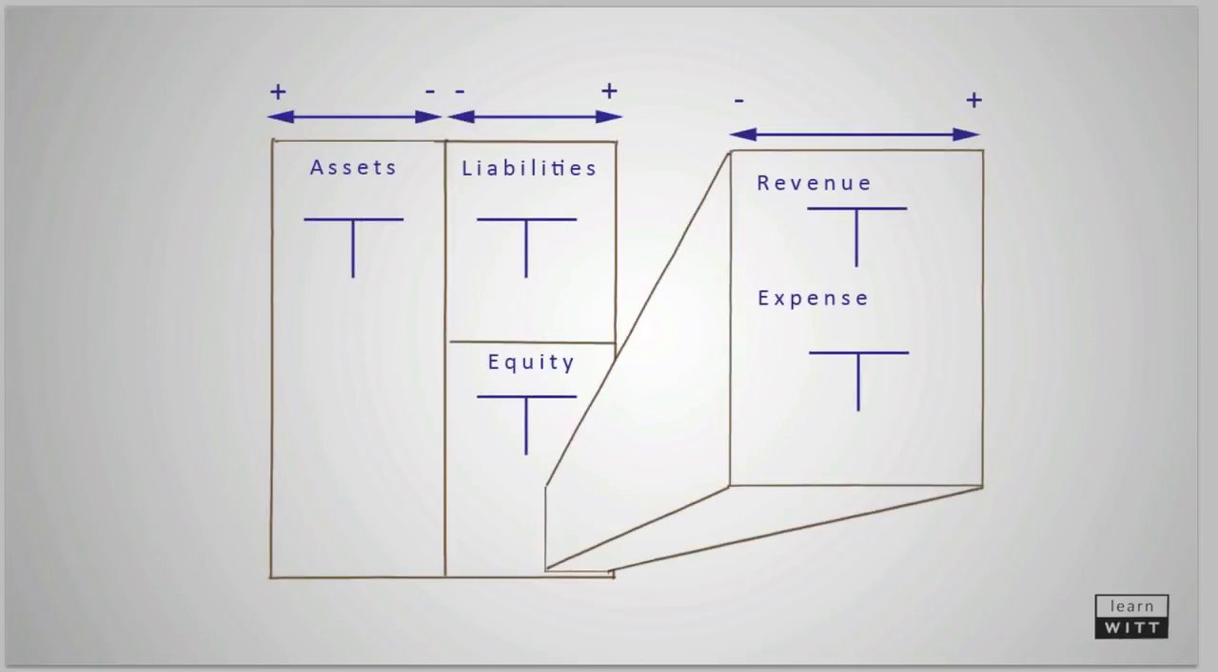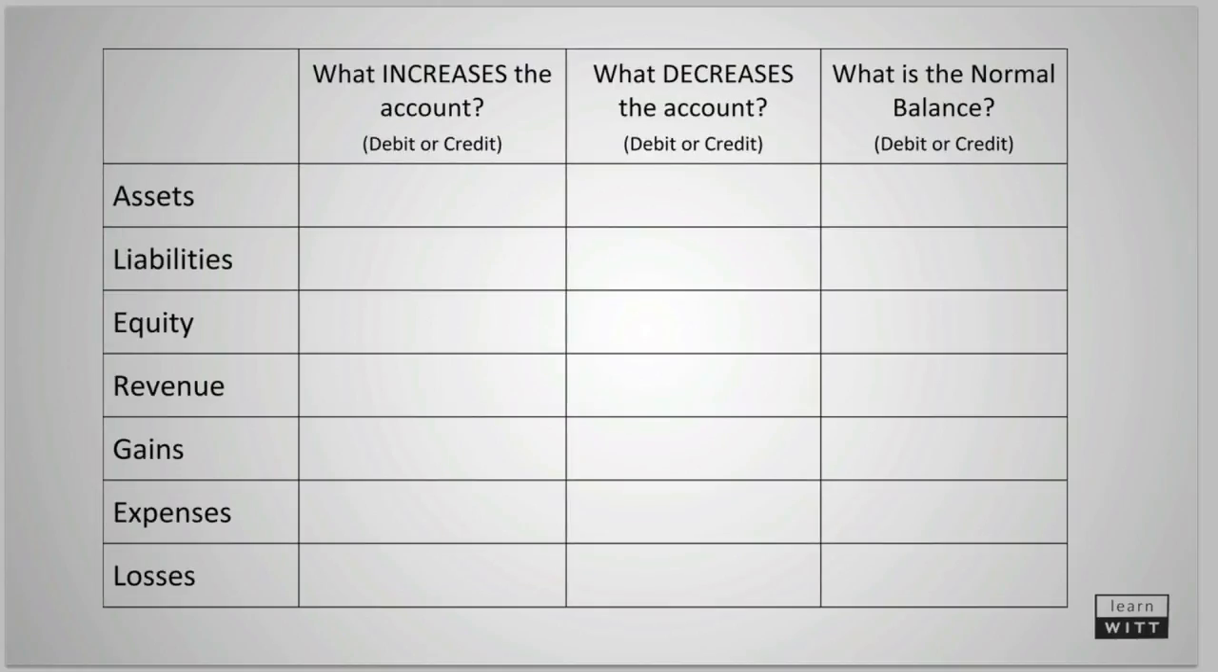In the previous lesson, it was described how debits and credits are used to show increases and decreases within certain T accounts on the balance sheet and income statement. The following is an exercise summarizing whether a debit or a credit increases or decreases a certain type of T account.